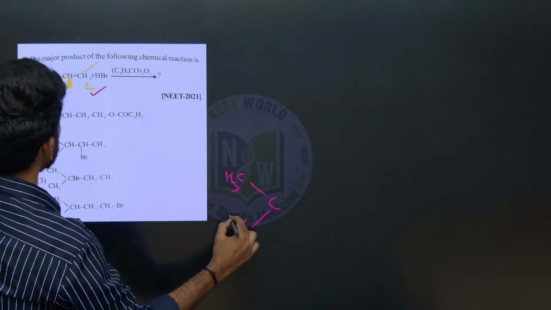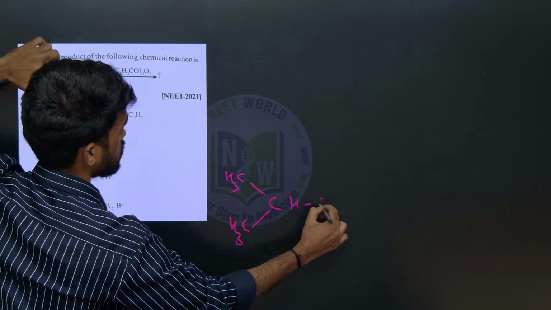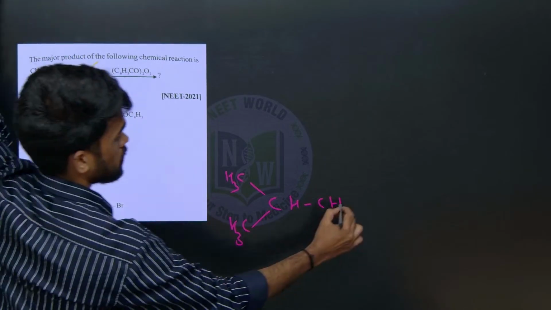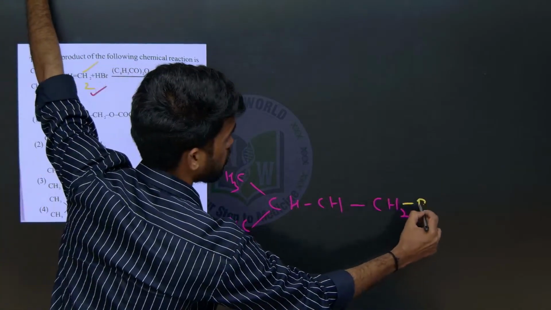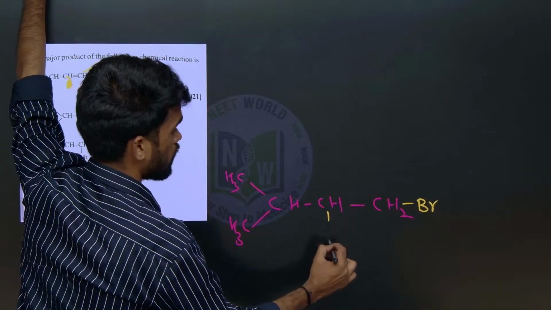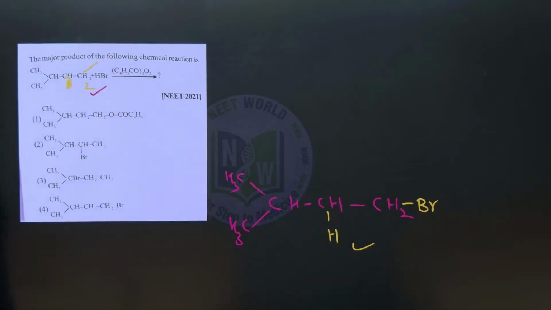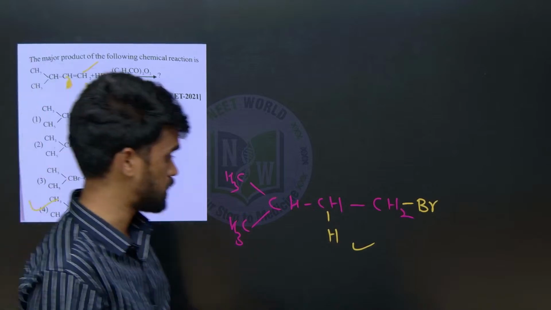CH3, CH3, CH, CH, next CH2. Here I told you to add Br, and here you can add H. That's it. This is the anti-Markovnikov rule addition. Yes, the final fourth option is the correct answer for this particular question. I hope it is clear.